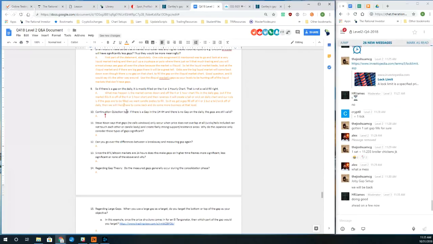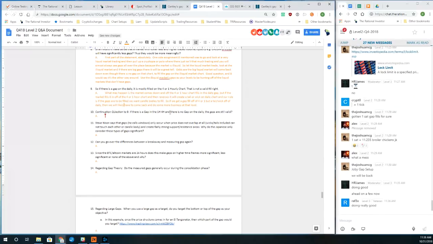Continuation question to 9. Okay. If there is a gap on the 1 hour, 4 hour, and there is no gap on the daily, the gaps are still valid. Sure. Absolutely. But I would say, how do we say this?